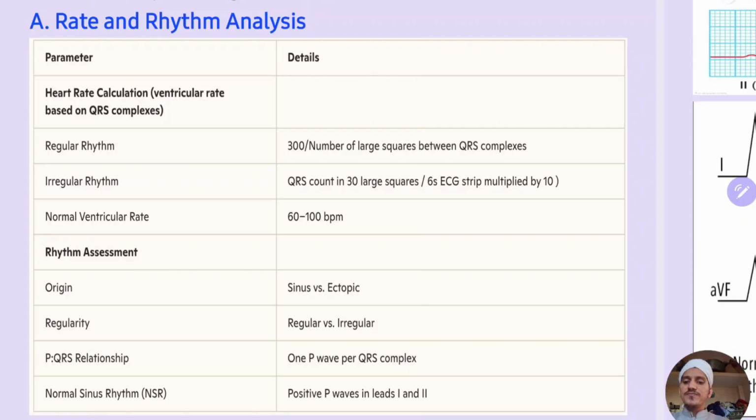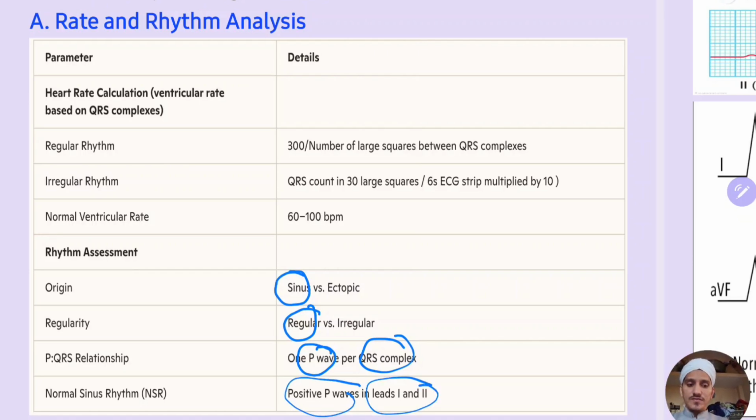So just to simplify, in sinus rhythm the rhythm will be regular, and one P wave will be followed by a QRS complex. The P wave will be present, and that P wave will be followed by a QRS complex, and that P wave will be positive in lead V1 and leads 1 and 2. So that's how it is. On the other hand, if it is not, it is not sinus.